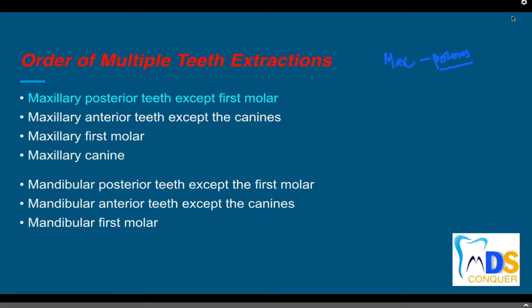So this is a sequence that you have to make a note of. The first tooth to be extracted is the posterior most tooth, followed by the others. The last tooth to be extracted in the maxillary arch is the maxillary canine, and the last tooth to be extracted in the mandibular arch is the mandibular canine. The first is the posterior most tooth and the last is the canine. So this order you have to make a note of. So I'm done with this.